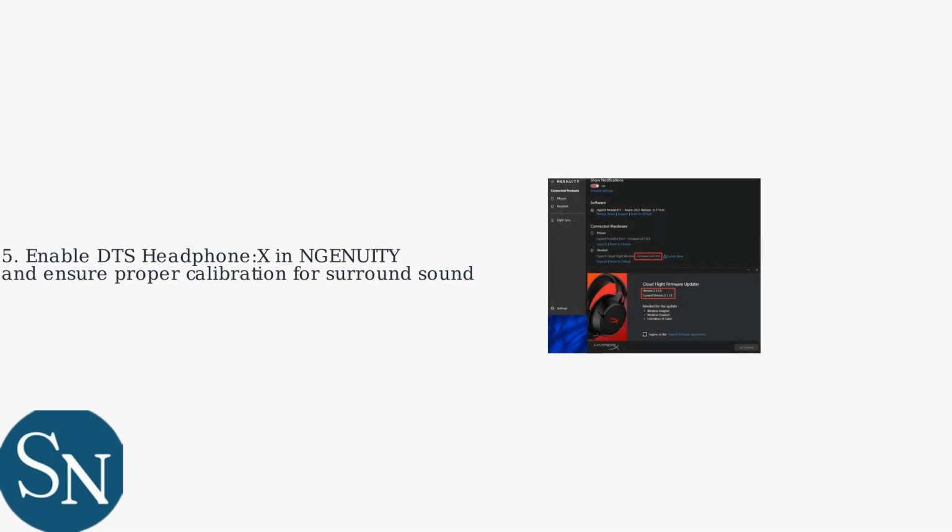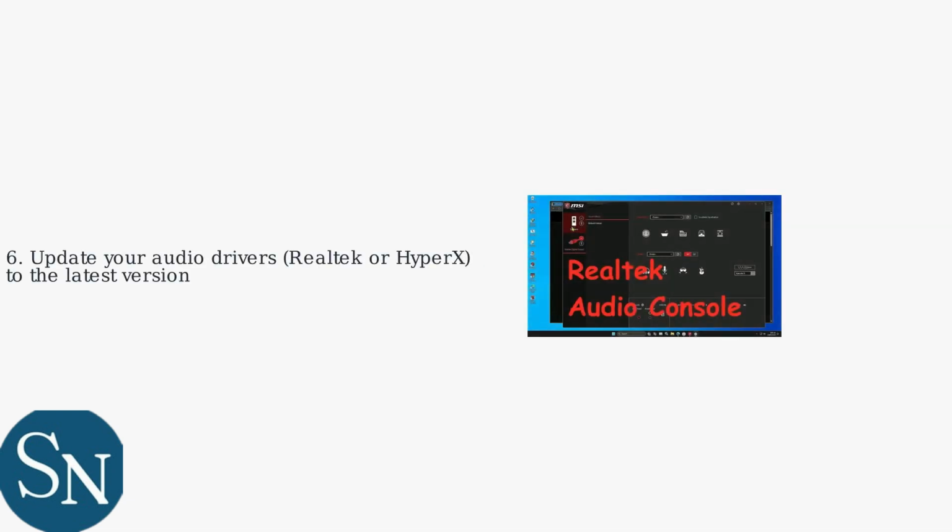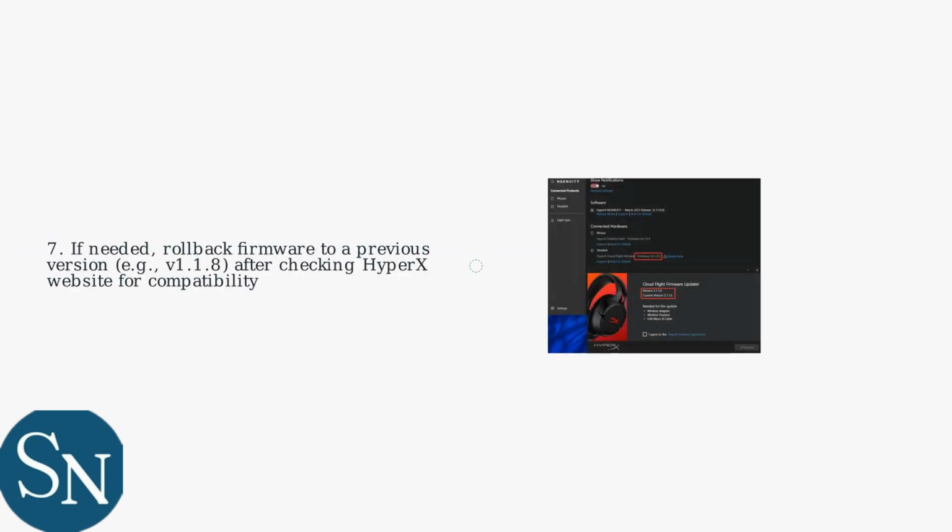For surround sound, enable DTS Headphone X in the Ingenuity app, but make sure it's properly calibrated for the best results. Finally, ensure your audio drivers, whether Realtek or HyperX, are up to date for optimal performance. If issues persist, consider rolling back the firmware to a previous version, such as v1.1.8. But first, check the HyperX website and forums for the correct version and compatibility with your model.